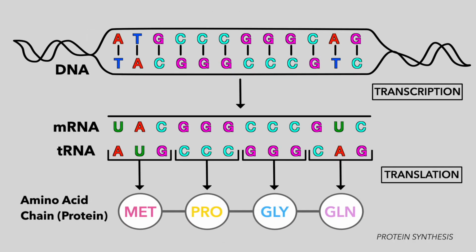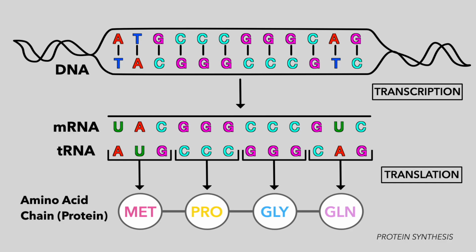The first step of protein synthesis is transcription. This is where the DNA gets copied into the mRNA. Once the mRNA is made, it leaves the nucleus, and this is where the second part of the process begins. The second step is called translation. This is when the mRNA codon is matched by the tRNA anticodon. You will use this tRNA strand to get the amino acids.